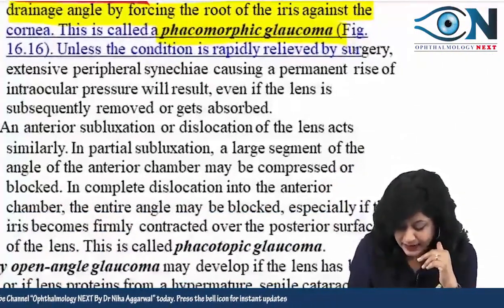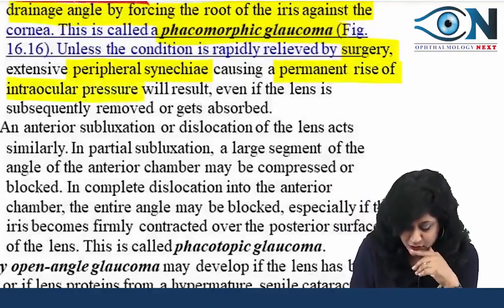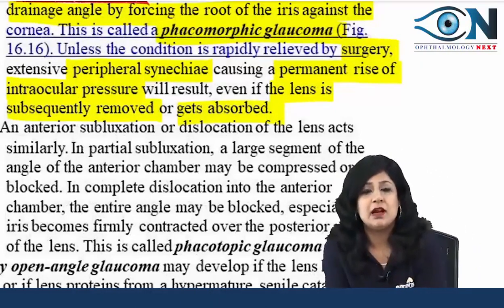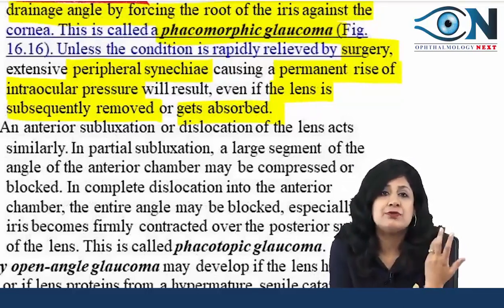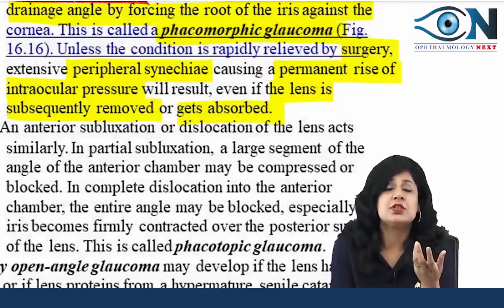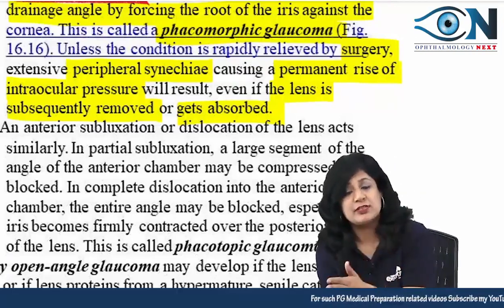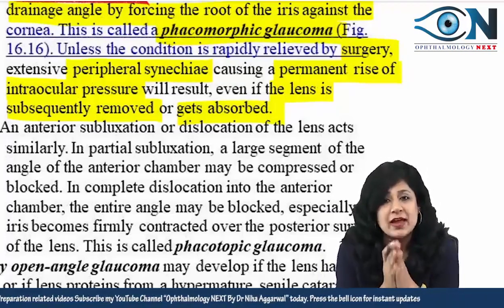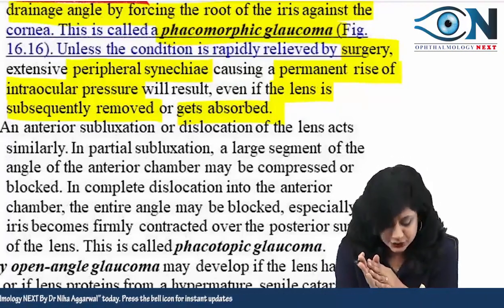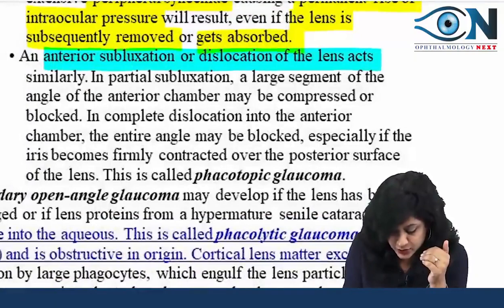Unless the condition is rapidly relieved by the surgery, we have extensive peripheral synechiae that cause a permanent rise of the intraocular pressure, and even if the lens is subsequently removed or gets absorbed, you are having a lot of problems. If you remember the different stages of the cataract, we have first of all lamellar separation. After the hydration, we have incipient cataract, immature senile cataract, mature senile cataract, hypermature senile cataract. So in every stage we have the risk of glaucoma, and that is why we are insisting on early surgeries.